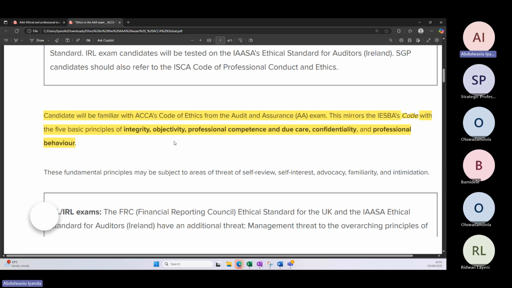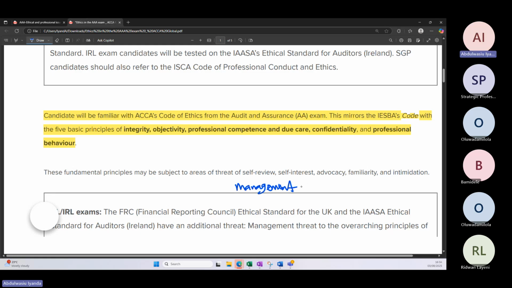Another one that I also like us to have at the back of our mind is what we call the threats to the fundamental principles. You can see from this article, those fundamental principles may be subject to threats of maybe self-review, maybe self-interest, maybe advocacy, familiarity, and there can also be intimidation. Another one that I also like to add to that, we can have what we call management threats.